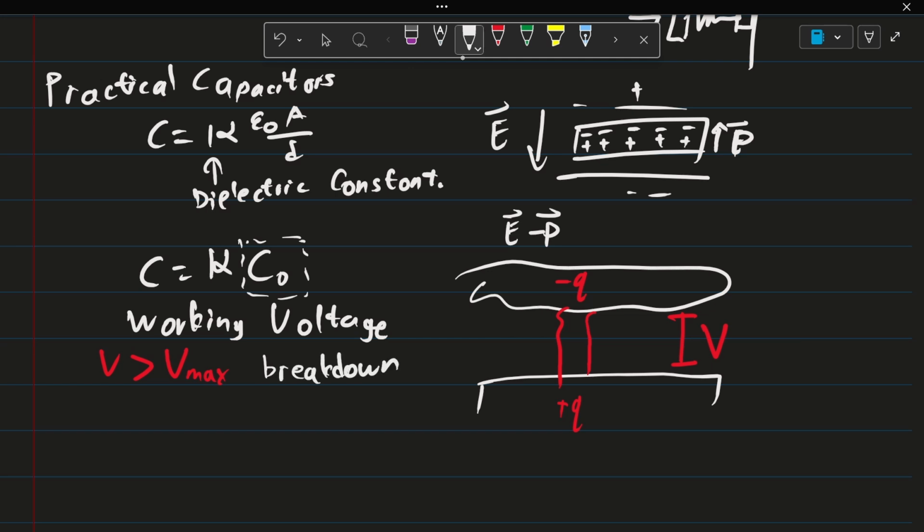And this is the main reason why you cannot really charge a capacitor much more than this maximum voltage. Otherwise there will be interactions between these charges, and it might sometimes even cause an explosion within the capacitor itself. So it is something important for you to remember when you're dealing with capacitors.